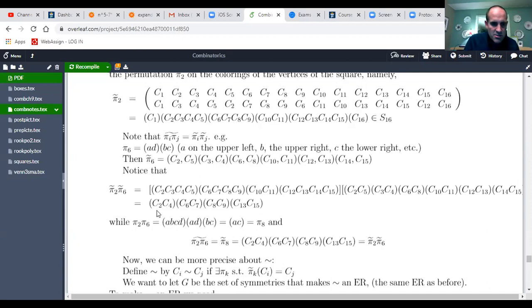Okay, so you end up with this right here, which is interesting. But I also could have figured out what this thing is by just thinking about pi 2 and pi 6 as permutations. For this, let me copy this down and then we'll work on this together. So pi 2, pi 6 is equal to A, B, C, D. And what is pi 6? Pi 6 flips A and D and B and C.